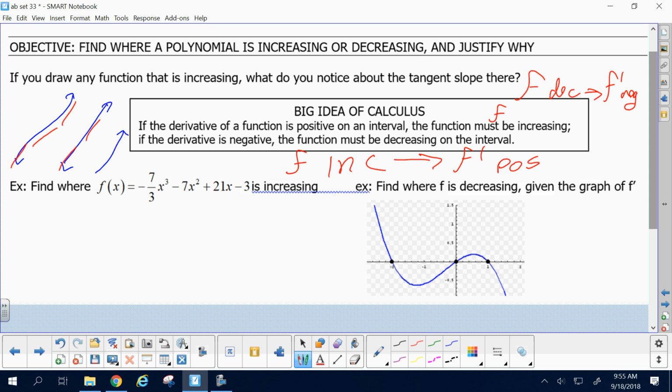F decreasing means f prime negative. If f is neither increasing or decreasing, it's momentarily flat, then f prime is 0. That is huge. Those three ideas are huge. Put little stars around it in your notes and put an arrow.